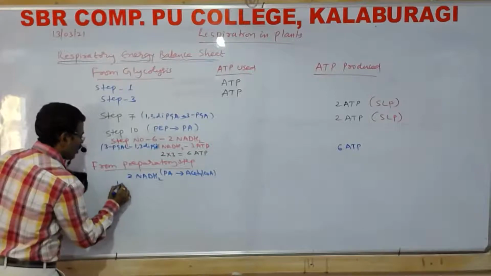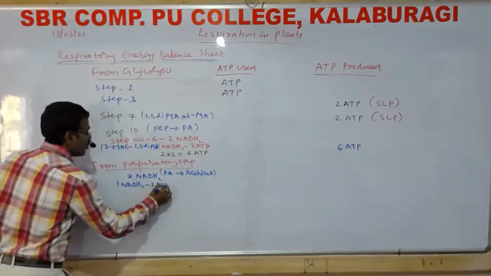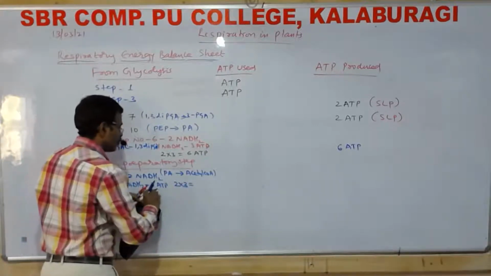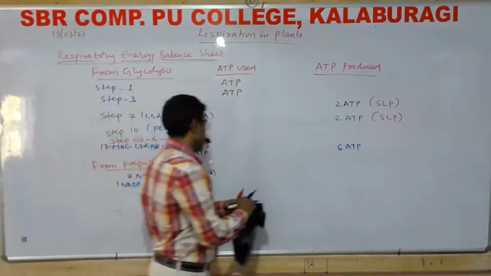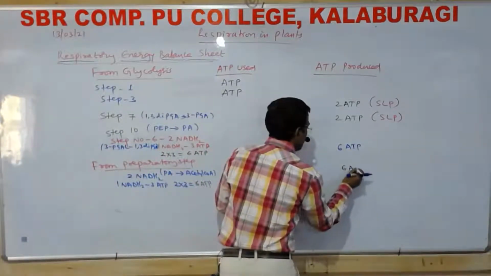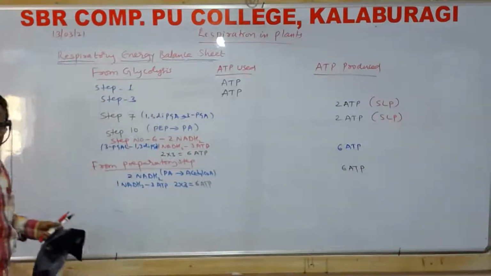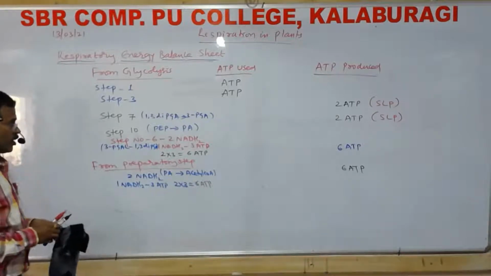You know that 1 NADH2 on oxidation yields 3 ATP. So 2 NADH2 are there. So 2 into 3, how many? 6 ATP will be produced here. So remember, 6 ATP from the preparatory step. Right? Okay.